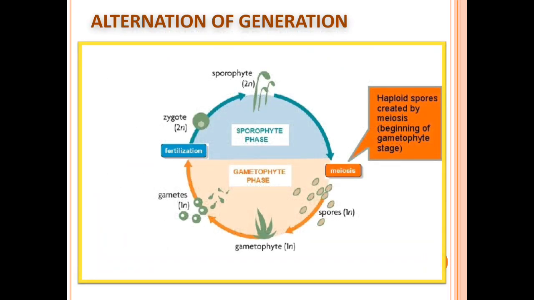Alternation of generations. Haploid spores created by meiosis mark the beginning of the gametophyte stage. Two types of gametes are produced. Both gametes fuse together, fertilization occurs, zygote formation occurs, and the sporophytic body is produced.